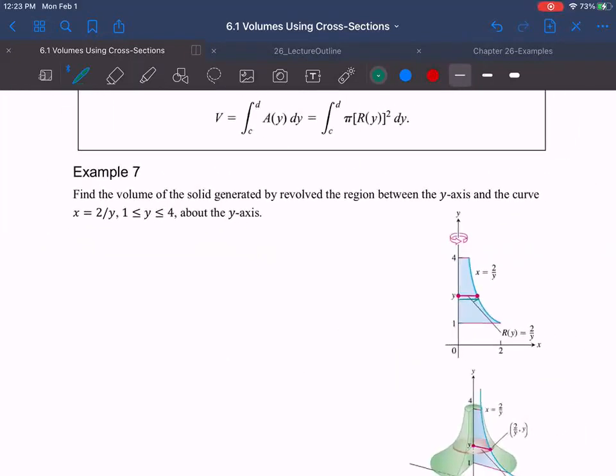Okay, so let's take a look at this one. Find the volume of the solid generated by revolving the region between the y-axis and the curve of x equals 2 over y. So it's nice of them, they already gave it to us as x is a function of y, from 1 to 4 about the y-axis. So we do the same sort of thing.